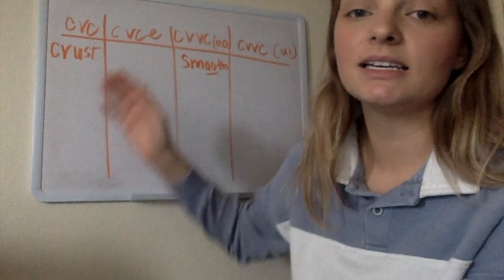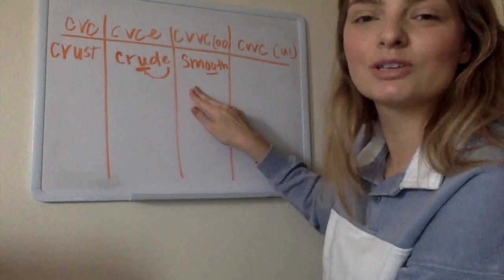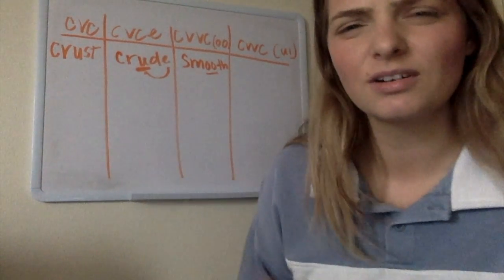For our CVCe spelling pattern column, we might have a word like crude. Now, we notice that our U says its name because the E is saying, hey you, say your name. So we hear crude, /oo/ sound. Sounds a little bit similar to smooth, but it's spelled differently. We might have the word cruise. Now we notice we have our vowel team U and I, and we hear that /oo/ sound, and the U is first in our vowel team, so we know that it's going to do the talking, it's going to say its name, so we hear /oo/.